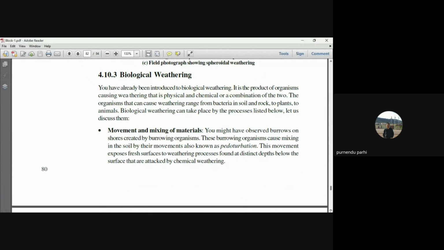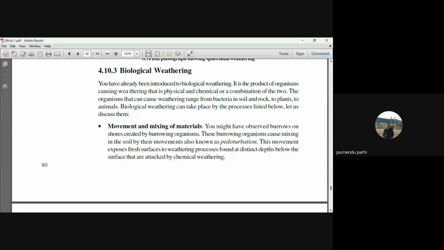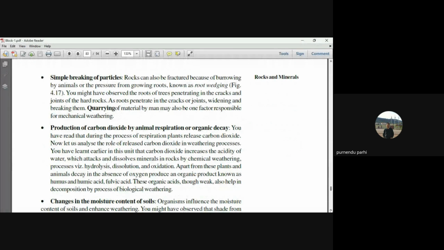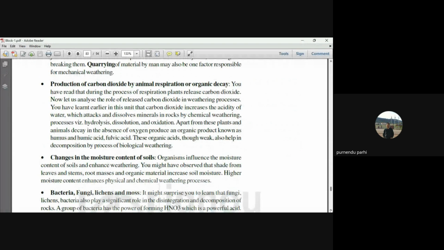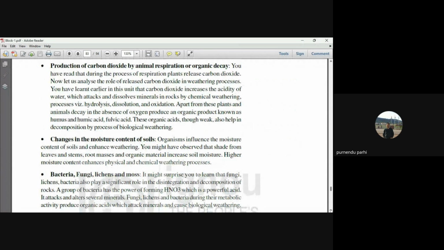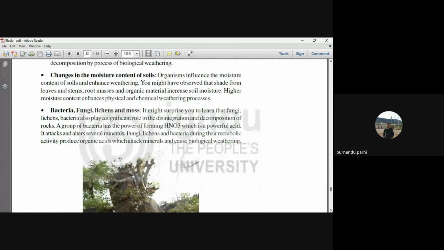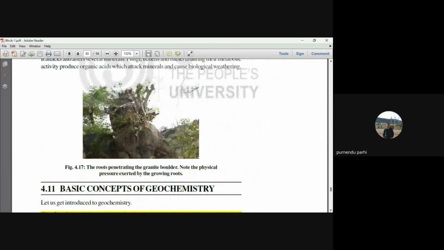Then biological weathering. There is the movement or mixing of materials, simple breaking of particles, then production of carbon dioxide by animal respiration or organic decay, changing the moisture content of the soil. Bacteria, fungi, lichens, and moss are responsible for this.